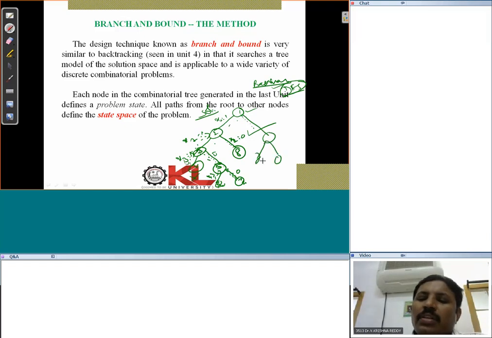By using the same technique, we identify how many possible answer nodes there are. We will display those answer nodes. This process we call backtracking.